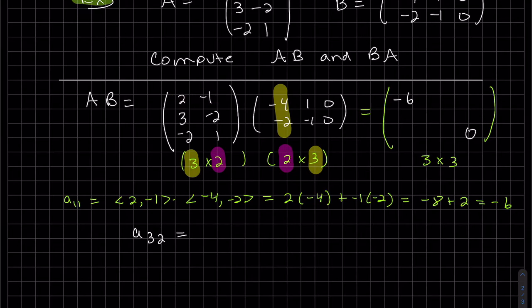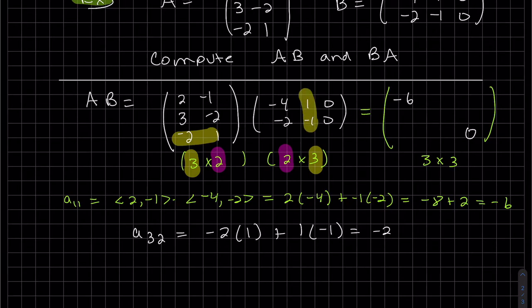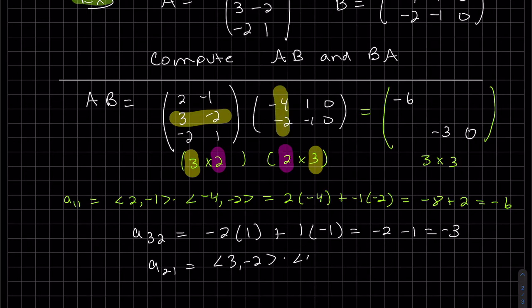So that is row 3, column 2. The dot product of those two. And so that goes in A32, third row, second column. That would go right here. We want to do A21, row 2, column 1. And I would pause it and fill it all out and then come back and check it.